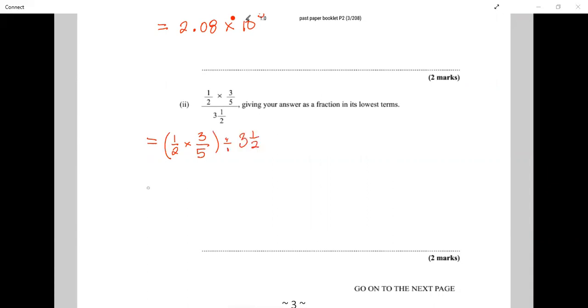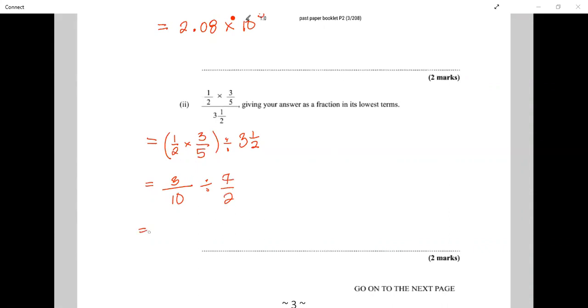That is the denominator. Now when you're multiplying fractions, what you do is cancel, and if nothing can cancel, you multiply numerator by numerator and denominator by denominator. So in the bracket, since nothing can cancel, 1 times 3 is 3, divided by 2 times 5, which is 10. Divided to the right, I'm going to convert 3 and a half, which is a mixed number, into an improper fraction: 2 times 3 is 6, and 1 is 7. So this is 7 over 2.